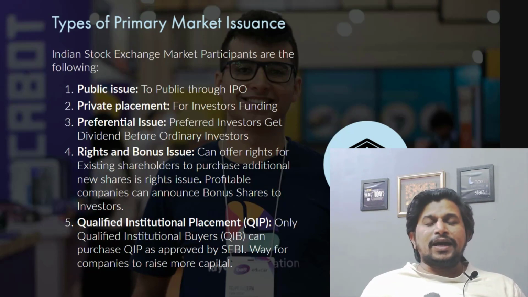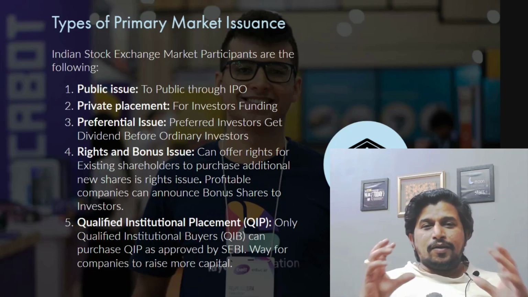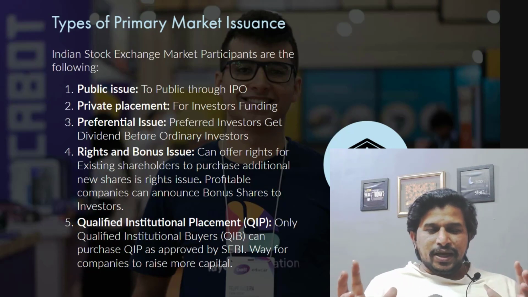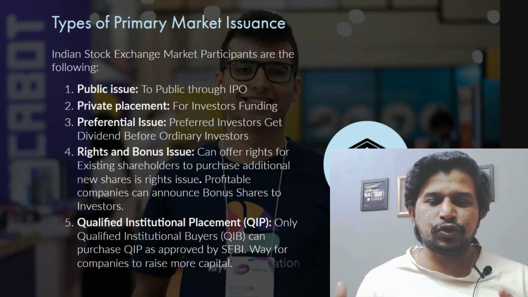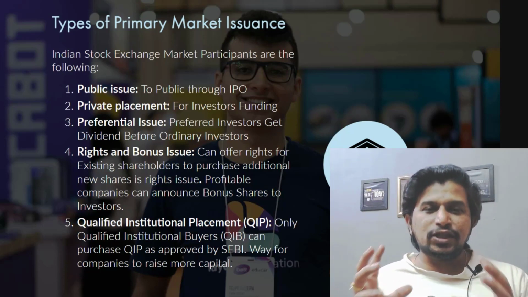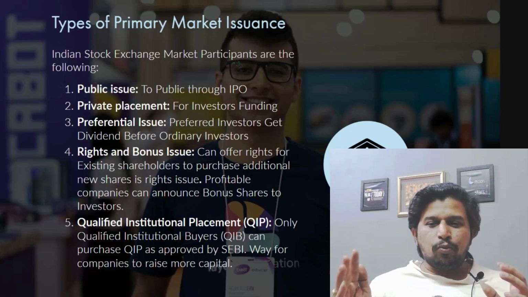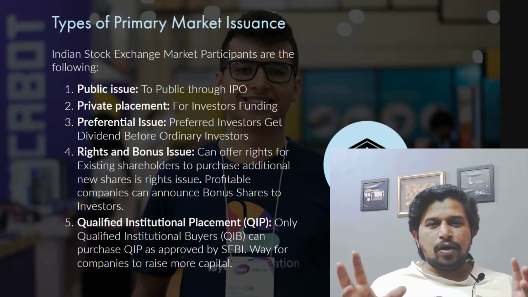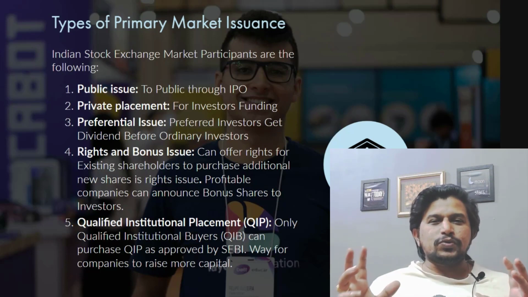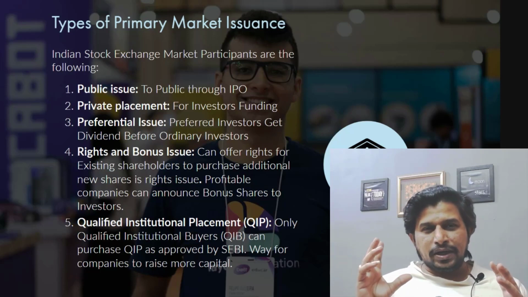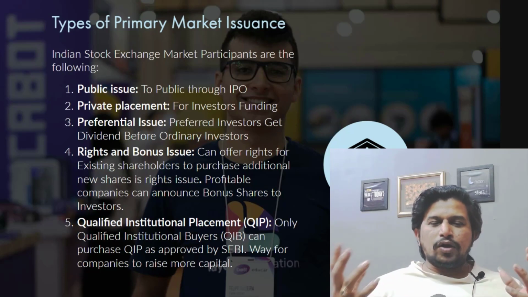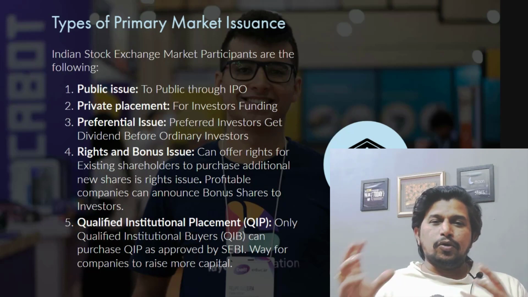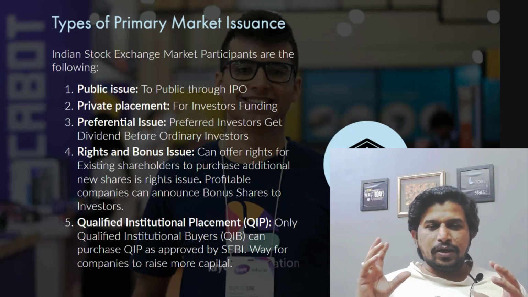means preferred investors who get the dividends before the individual investors. Rights and bonus issue: a company can give away bonuses to the investors, and a company can give rights to vote on the company's mergers and acquisitions or anything at all. Bonuses can be given to the public or to investors who have invested in the company. When there are mergers or lots of profits in the company, bonus shares will be given to the public.